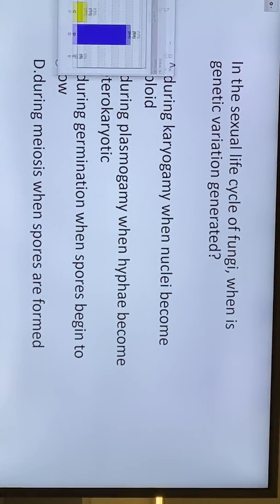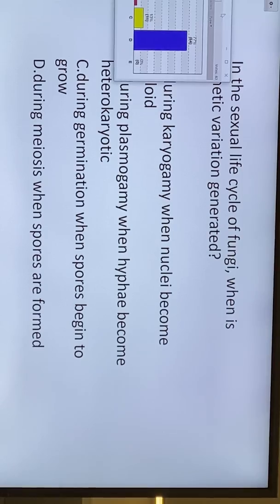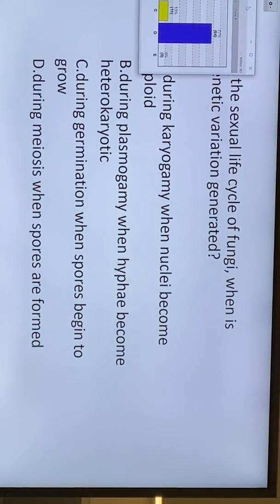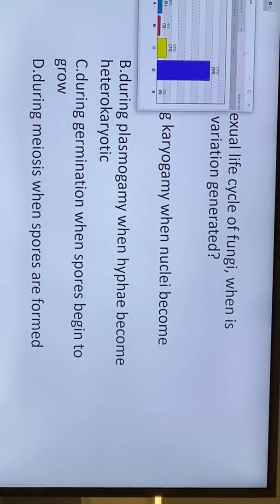Yep, it is D. During meiosis when spores are formed. If you don't recall that from class the other day, please make sure you make a note of this. Dr. Brewer went over this in really great detail. And so when something that we repeat over and over, that tells you it's pretty important.